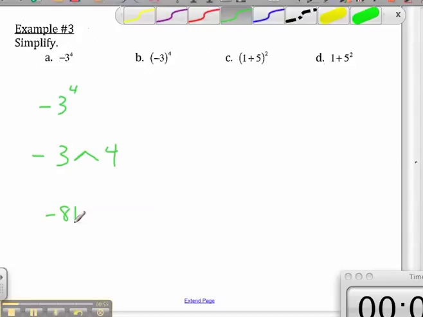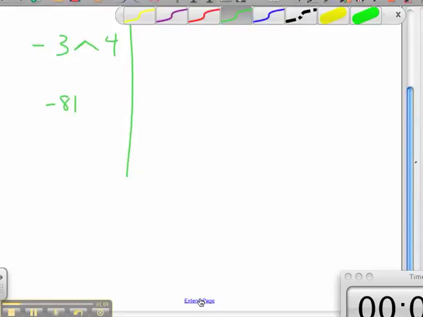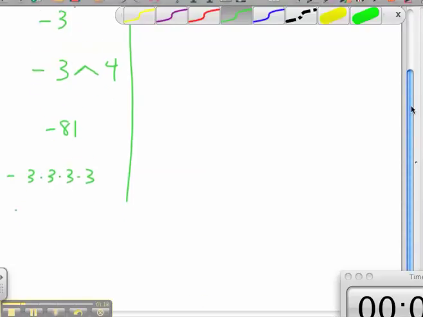Now here's my point. You see that the negative is not being raised to the fourth power. Only the 3 is. This means if I were to rewrite this problem, I'm going to extend it. This would be negative 3 times 3 times 3 times 3. Only the 3 is being multiplied 4 times, not the negative. Now watch what happens with the next problem.